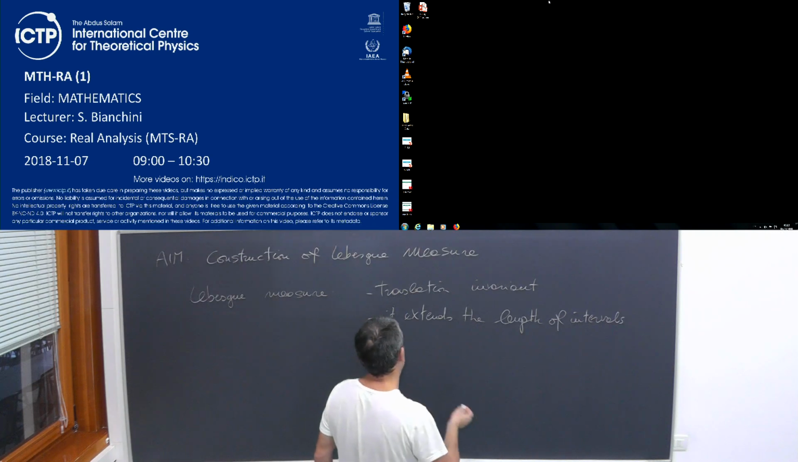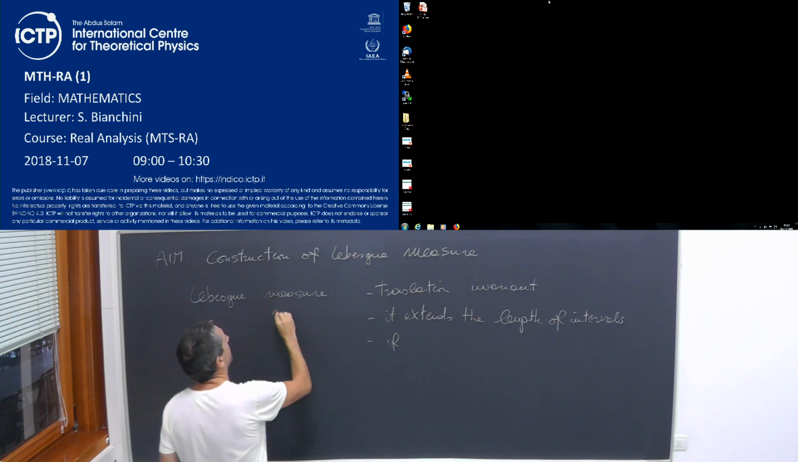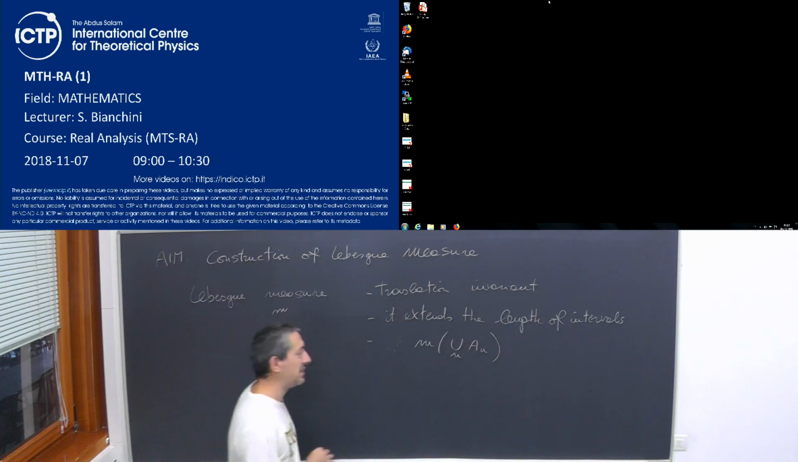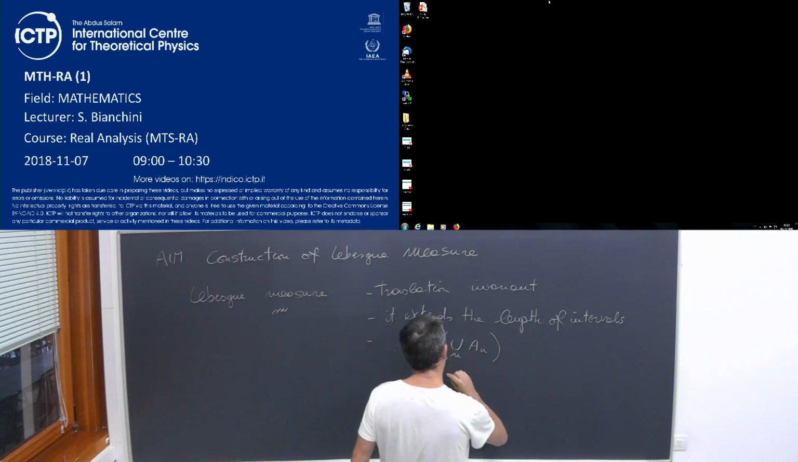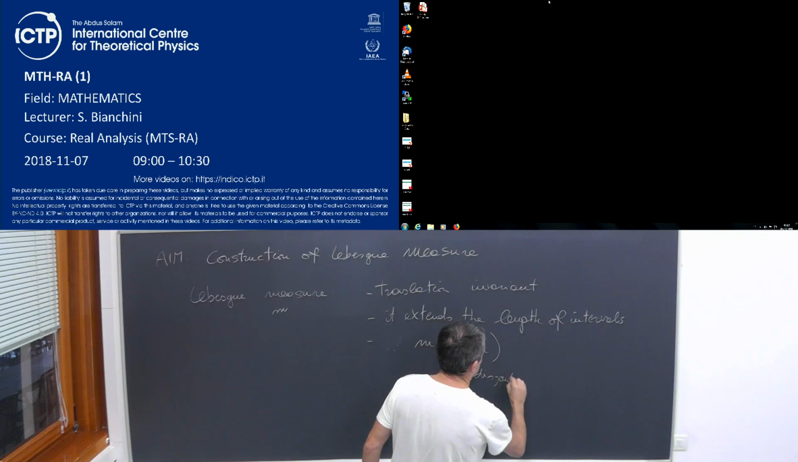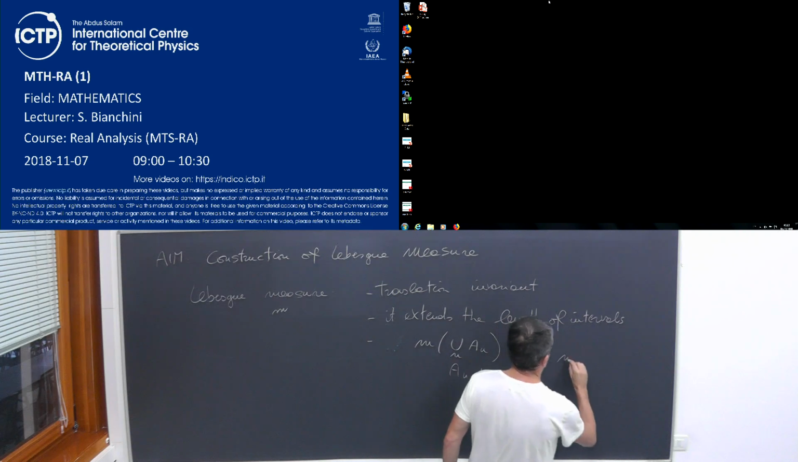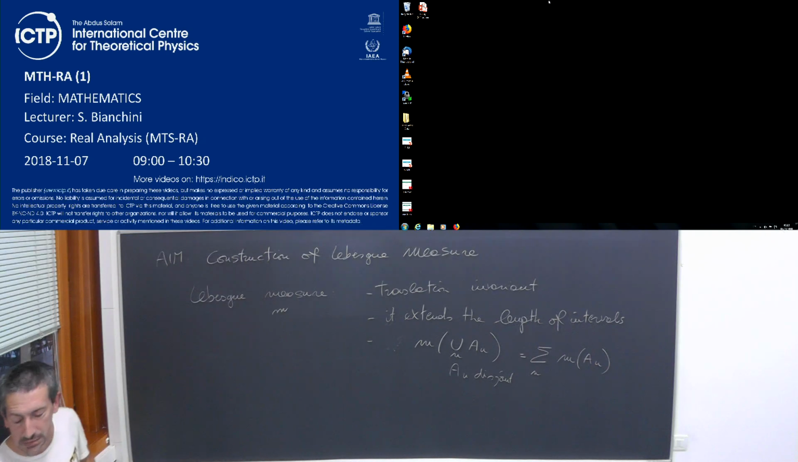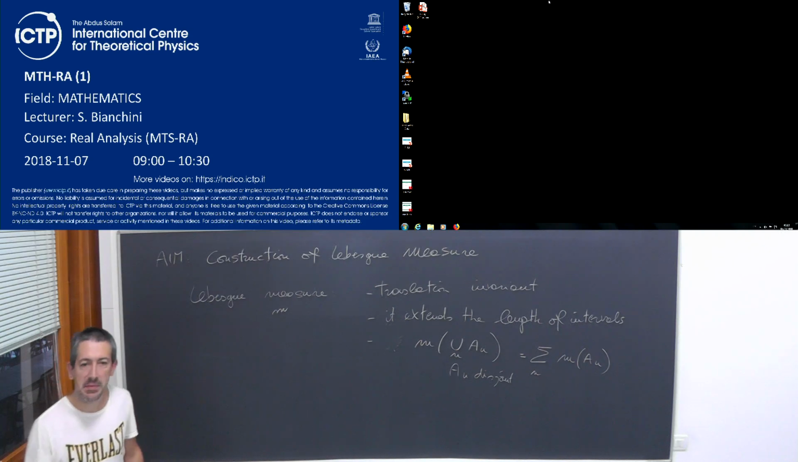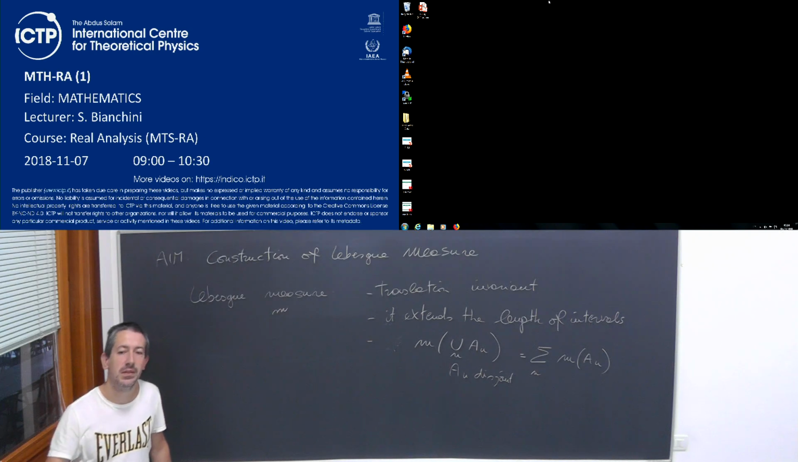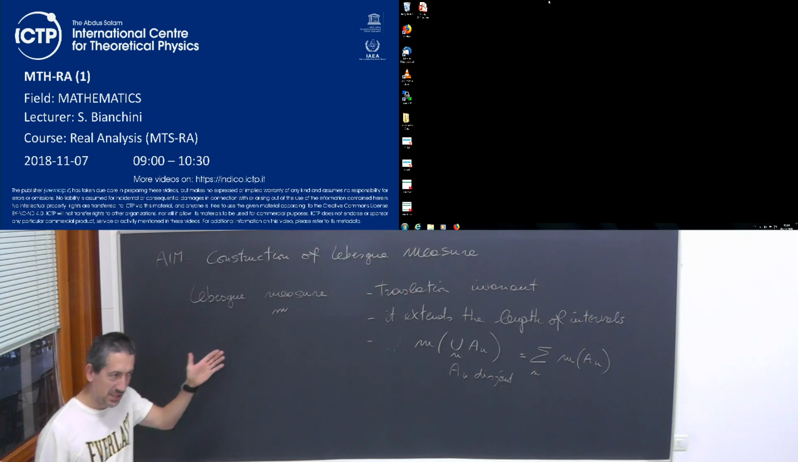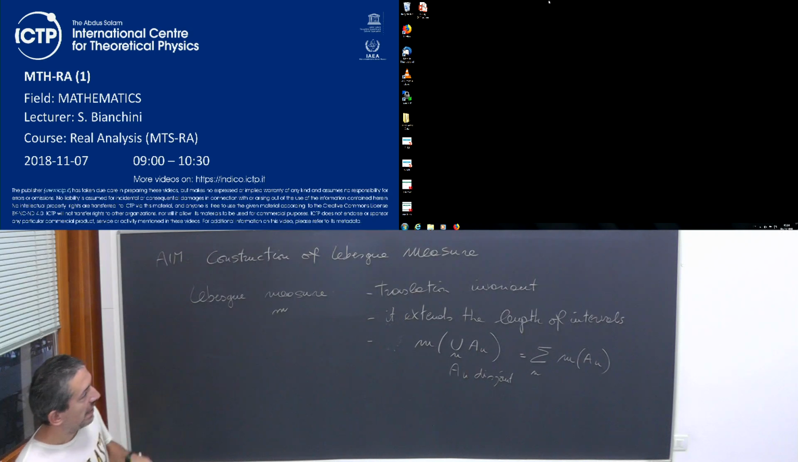Let's call this measure M. So M of the union of sets A_n, if the A_n are disjoint, is equal to the sum of the measures over n. Just one suggestion: maybe when you apply for some position, they will ask you to give an example of a measure. This is the example of the measure, not citing all the strange measures like Dirac deltas. Yes, you have those, but actually this is the important measure.